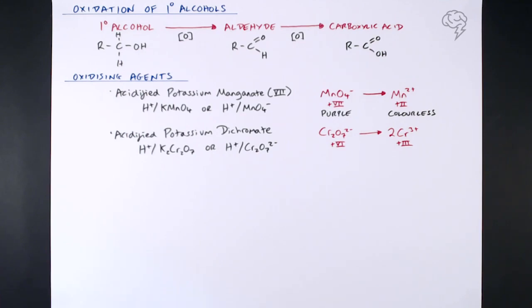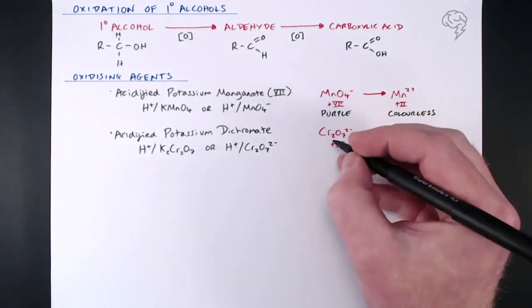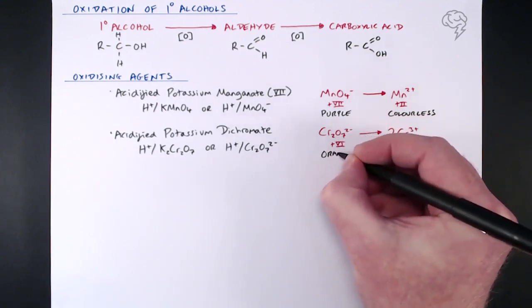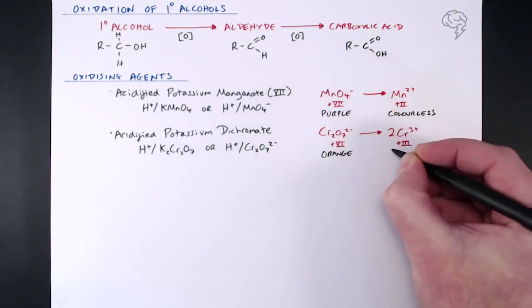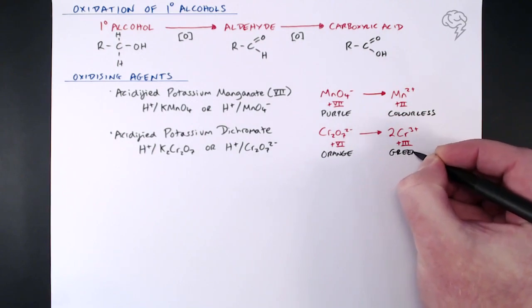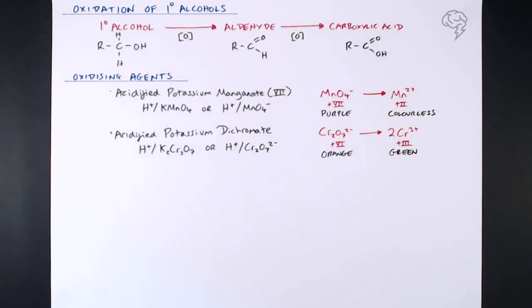And again, it brings with it a very handy color change. This time, our dichromate is orange in color. And whilst we heat that with our alcohol, as the alcohol gets oxidized, this gets reduced. And as it gets reduced, it turns green. All right, so orange to green. For some reason, I have a traffic light in my head, as it goes from red to orange or amber to green. Okay, so that is the change when you're using dichromate.